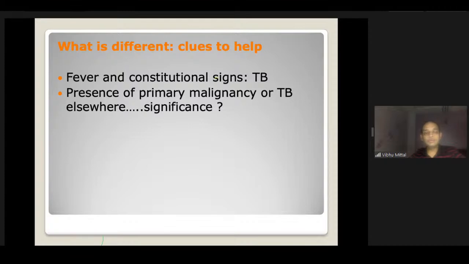What are the clues which can help you? Well, the presence of fever and constitutional signs may point towards tuberculosis. Presence of a primary malignancy or presence of TB elsewhere may point to these diagnoses. However, I'll say that in the present era, this does not hold true. You can have a CA breast patient on chemotherapy developing ascites which is tubercular, and you can have a patient who has tuberculosis somewhere developing ascites which might turn out to be CA ovary. So it has to be taken in proper clinical perspective.